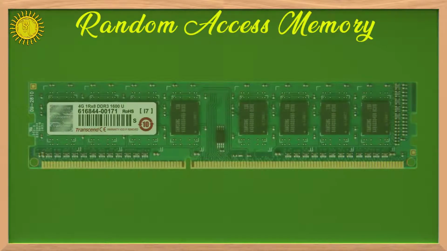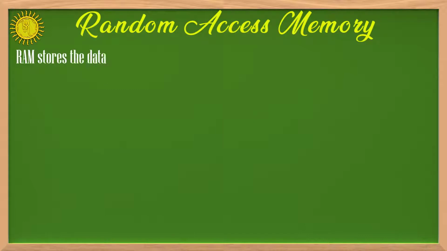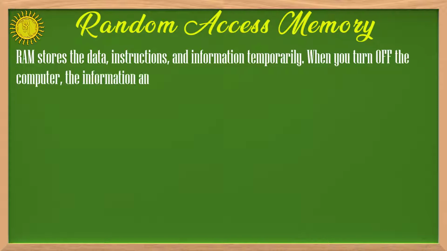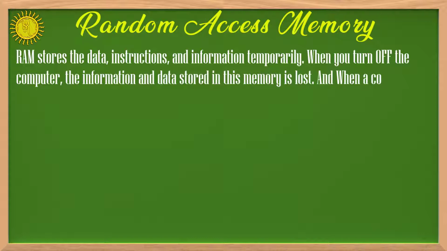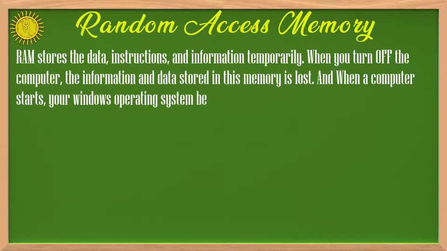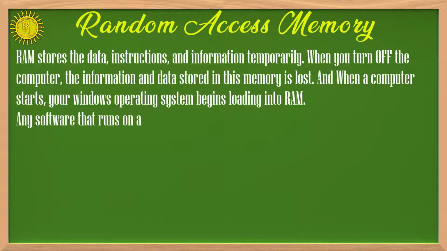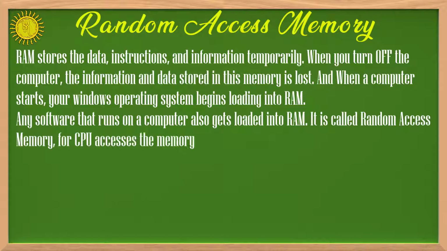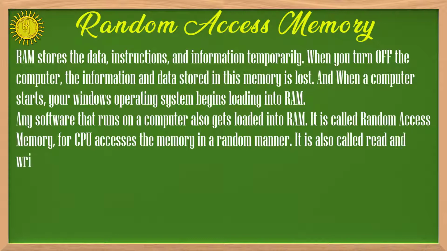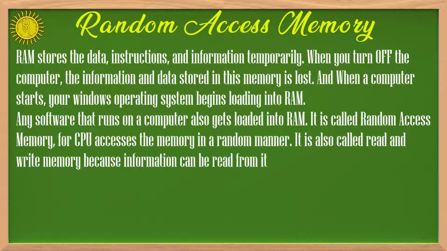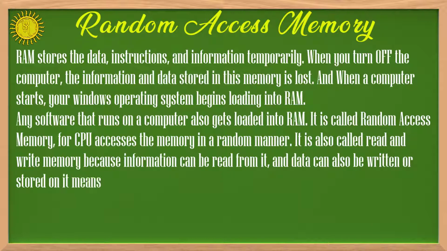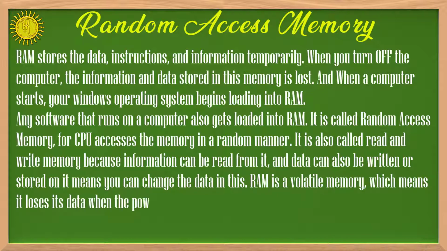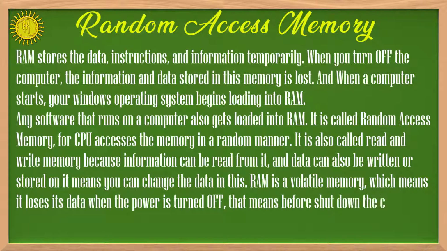So first see random access memory. RAM stores the data, instructions and information temporarily. When you turn off the computer, the information and data stored in this memory is lost. And when a computer starts, your Windows operating system begins loading into RAM. And any software that runs on a computer also gets loaded into RAM. It is called random access memory because the CPU accesses the memory in a random manner.